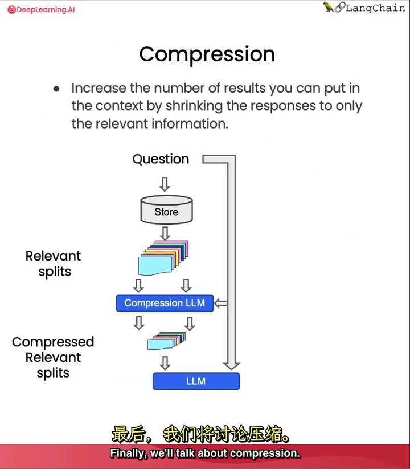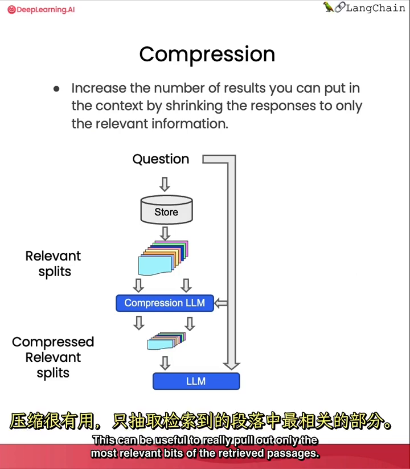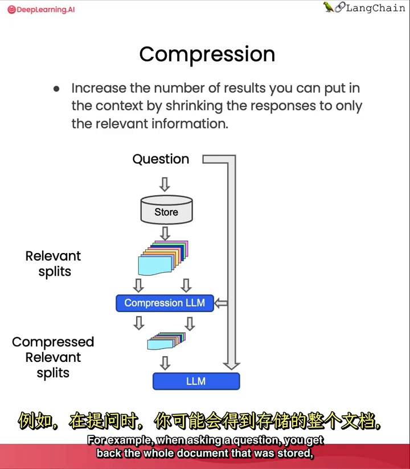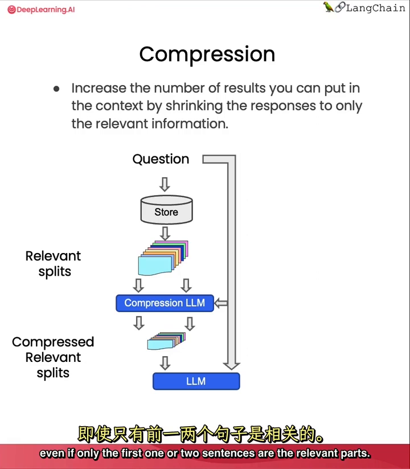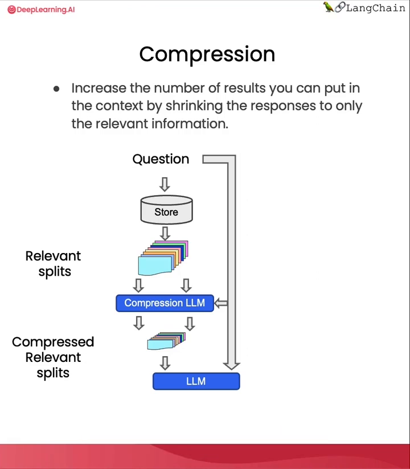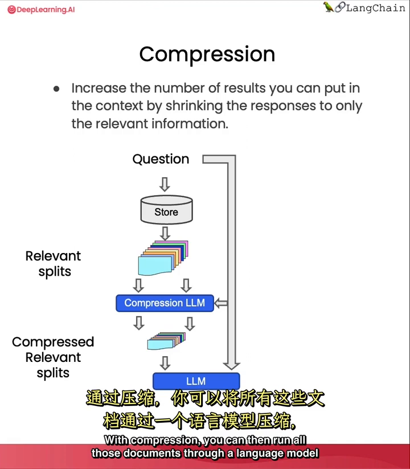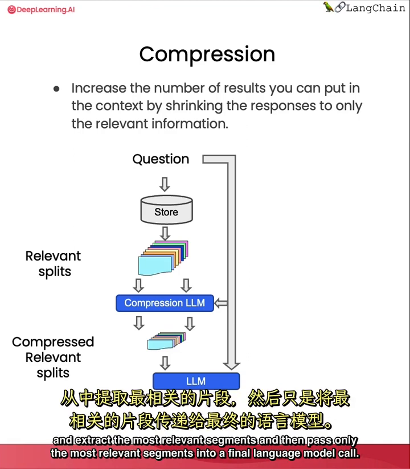Finally, we'll talk about compression. This can be useful to really pull out only the most relevant bits of the retrieved passages. For example, when asking a question, you get back the whole document that was stored, even if only the first one or two sentences are the relevant parts. With compression, you can then run all those documents through a language model and extract the most relevant segments, and then pass only the most relevant segments into a final language model call.